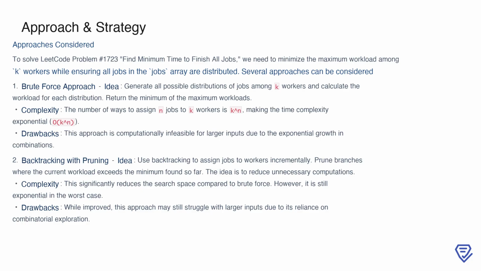A more refined approach is backtracking with pruning. This method involves incrementally assigning jobs to workers while pruning any branches where a worker's workload exceeds the smallest maximum workload we've found so far. While this significantly reduces the search space compared to brute force, it still relies on exploring a large number of combinations, which becomes impractical as the input size grows. These initial approaches help build intuition but fall short in terms of scalability for larger problem instances.